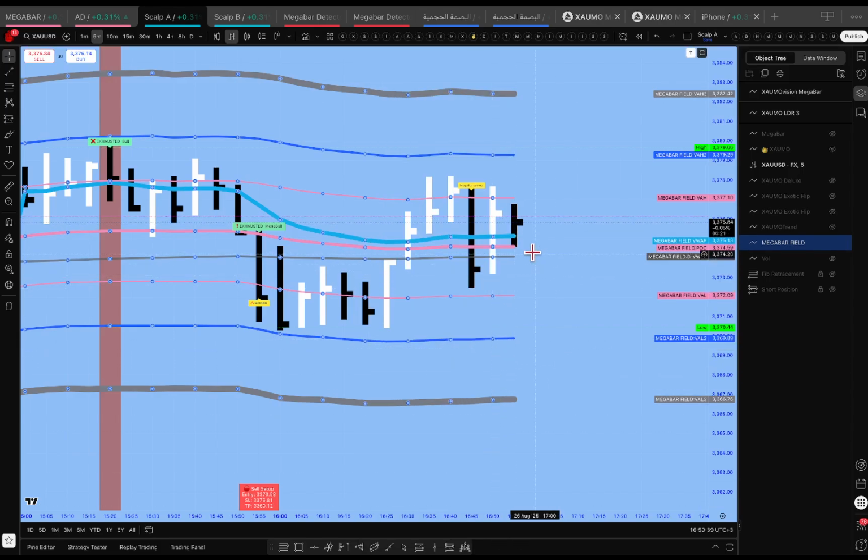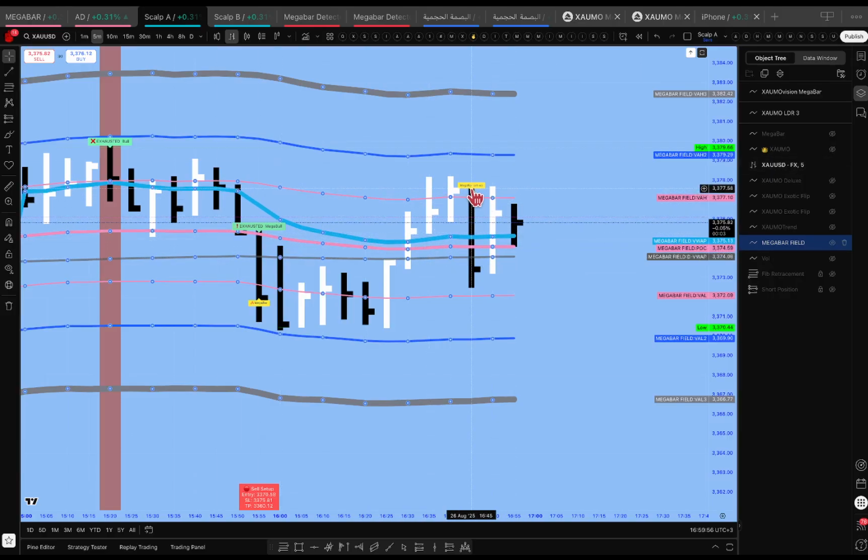So here's what we have. Here's our daily VWAP. This is the mega bar POC. This is the POC. This is the VWAP here, and this is the daily VWAP. This is the VWAP based on New York. This is the VWAP based on the daily, a cumulative of the day. And this is the New York VWAP.